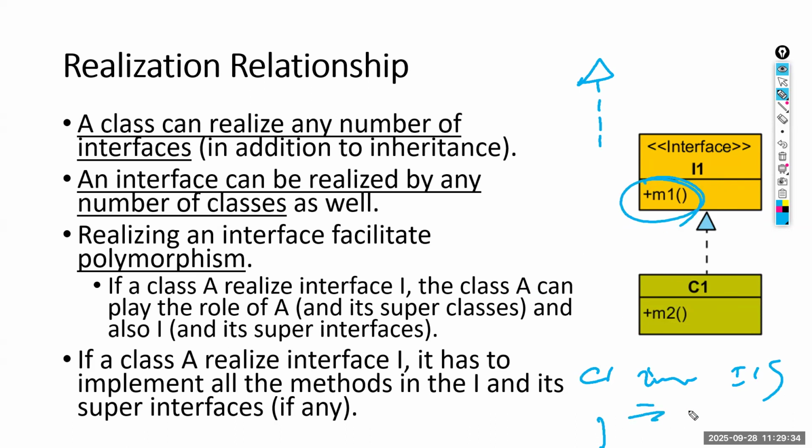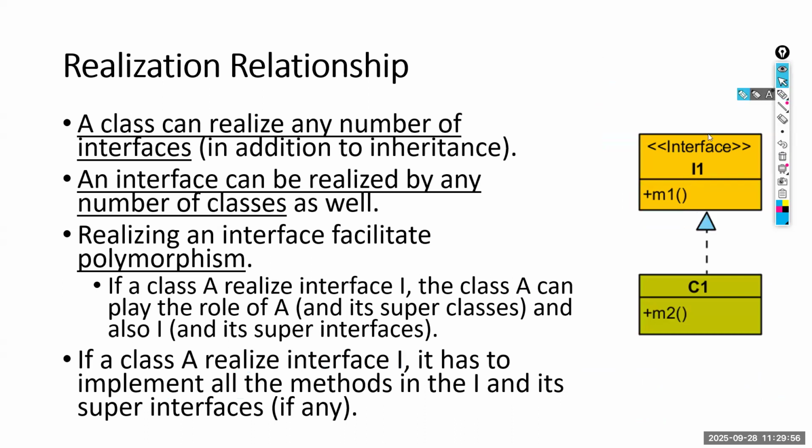Override. If a class A realizes interface I, it has to implement all the methods in I and its super interfaces, if any. If this has super interfaces, you need to implement those methods as well, because it's a contract. An interface is a contract. You need to promise that you will implement these methods.